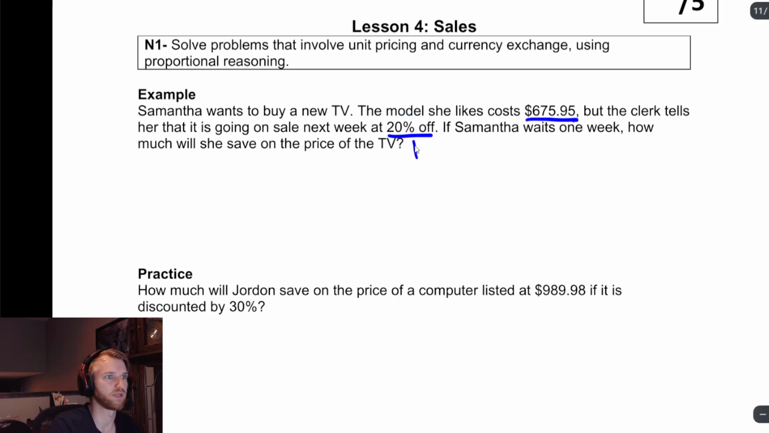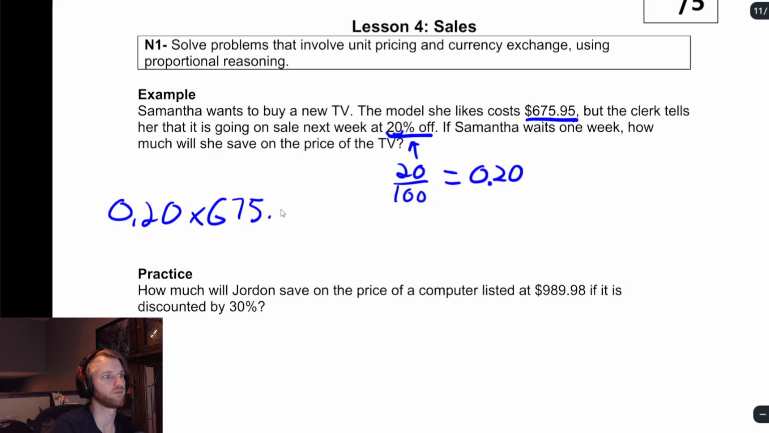Just like we were doing in the last lesson, we need to turn that percentage into a decimal if we're going to work with it. Remember that 20% means per 100, like 20 per 100. So we're saying 20 divided by 100 in our calculator, and that gives us this. If you know how, you can just move the decimal over to here and get the same answer. Either way, this is 20% written as a decimal. Then we just need to say 20% as a decimal times what we started with, $675.95, and that will give us the sale price, or sorry, how much she saved.